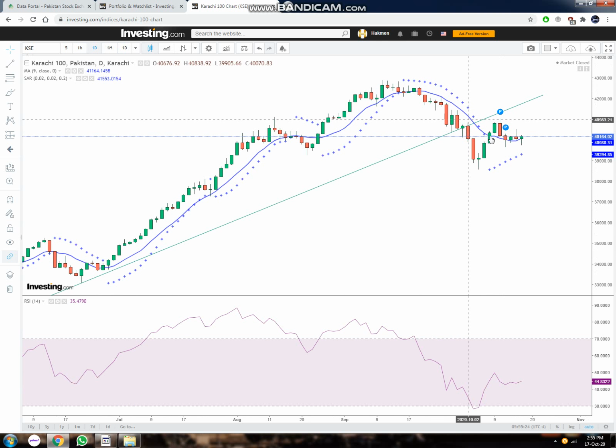But as it broke this line right here and closed below, forming a lower low, it shows we still don't know where the market will head, as we will have to wait for the other candlesticks to be formed right here. From that we can recognize if it's bullish or bearish. So we will have to wait for this area.